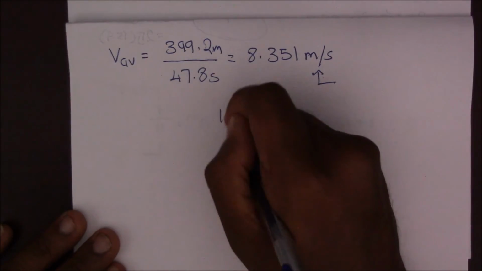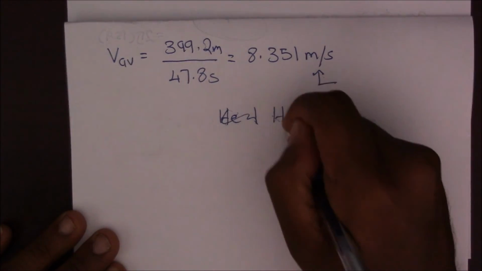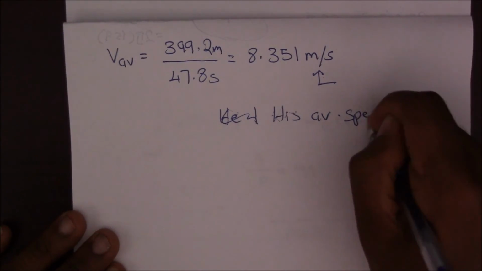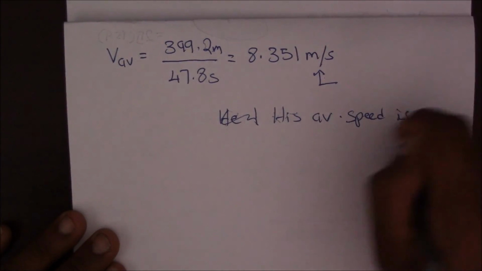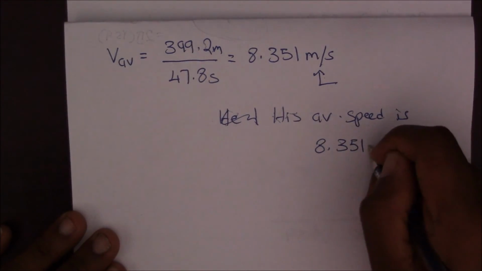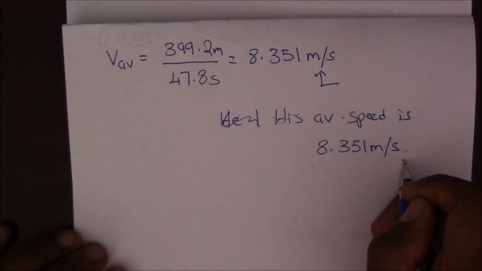So his average speed is 8.351 meters per second. And this is a scalar quantity since there's no direction.